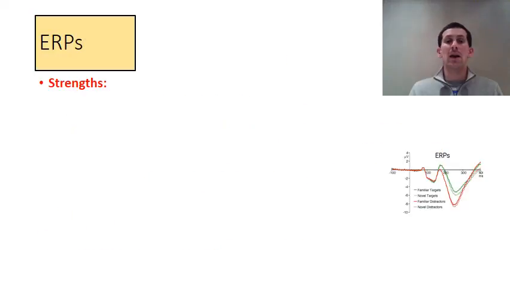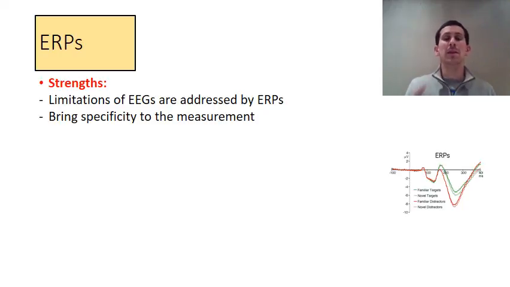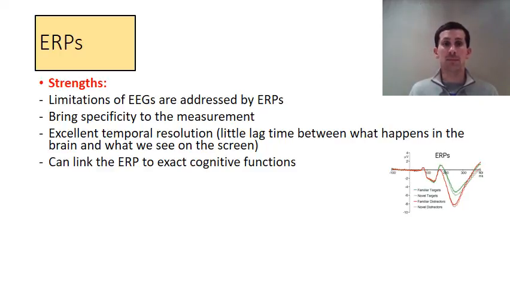So ERPs now address all those limitations of the EEGs, okay, because they bring specificity. They make it a far more specific measurement. One of the key strengths is that it has excellent temporal resolution, so there's very little lag between what happens, so we flash the light, and what we see on the screen. It's almost instant. As soon as you see the flash, the spike on the screen will be seen.